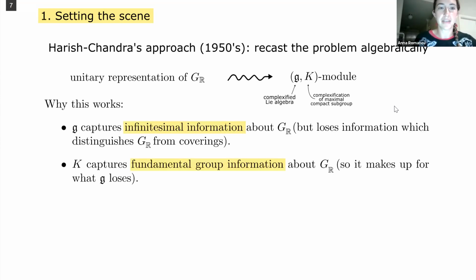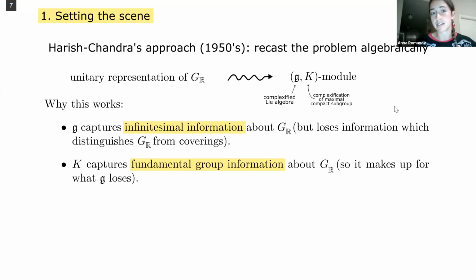But it's not entirely obvious why this process should work, because we're starting with some information about this representation of this big group, and we're changing it in 2 ways. So it seems like we should be losing a lot of information by transferring our problem into this different setting. But roughly, philosophically, why this process still captures all the information about the original representation is because between the Lie algebra and the maximal compact subgroup, we gather all the information about the group.